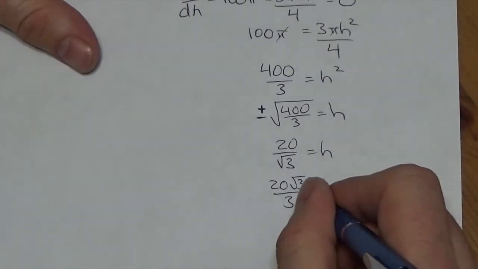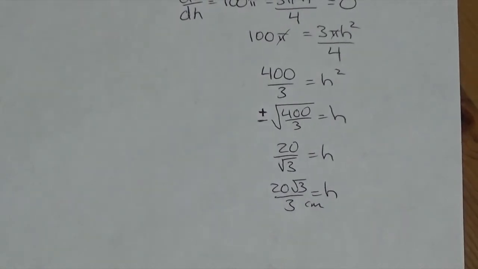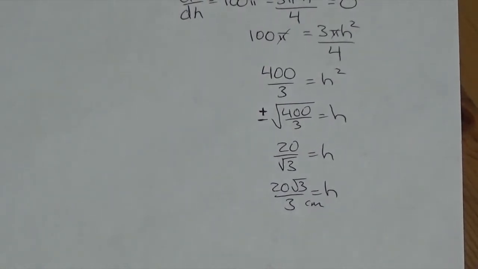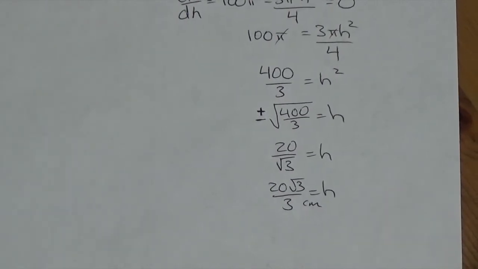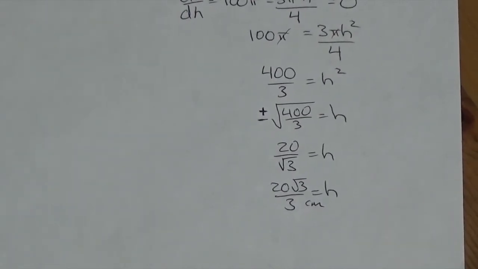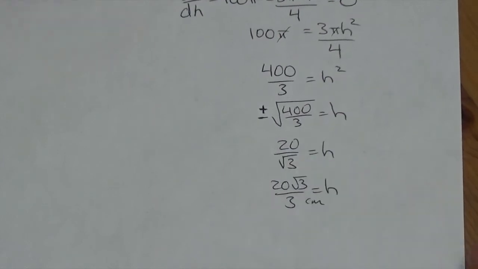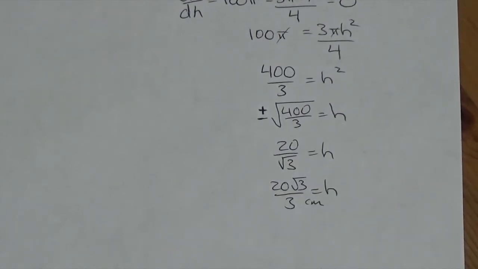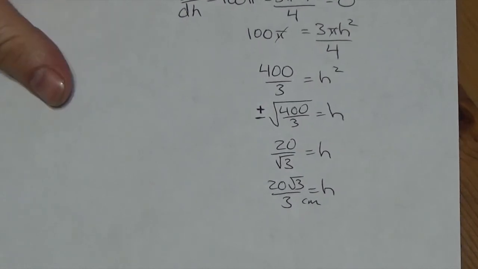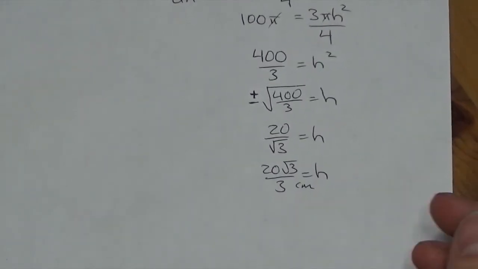Bear in mind this is all in centimeters here. If you're being forced to rationalize that, and some teachers expect the students to rationalize. Now, there are a growing number that don't expect that to happen anymore, in which case the 20 over the root 3 would be fine. Great. Except I still don't know what r is. I know what h is, but I don't know what r is.